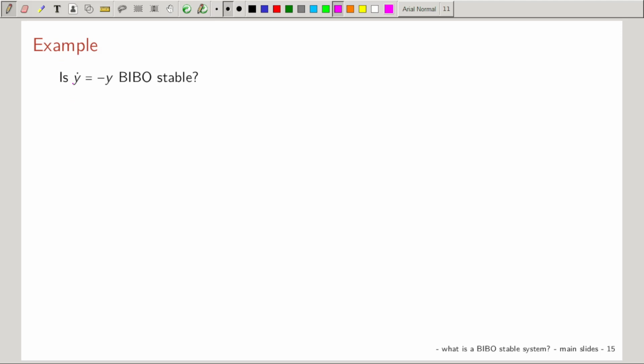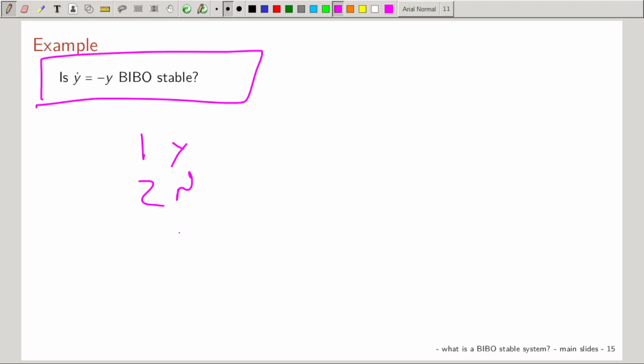I love this example here. I really love it. This one. Is this system BIBO stable? Yes. No. This question has no sense. I do not know. Go, discuss.